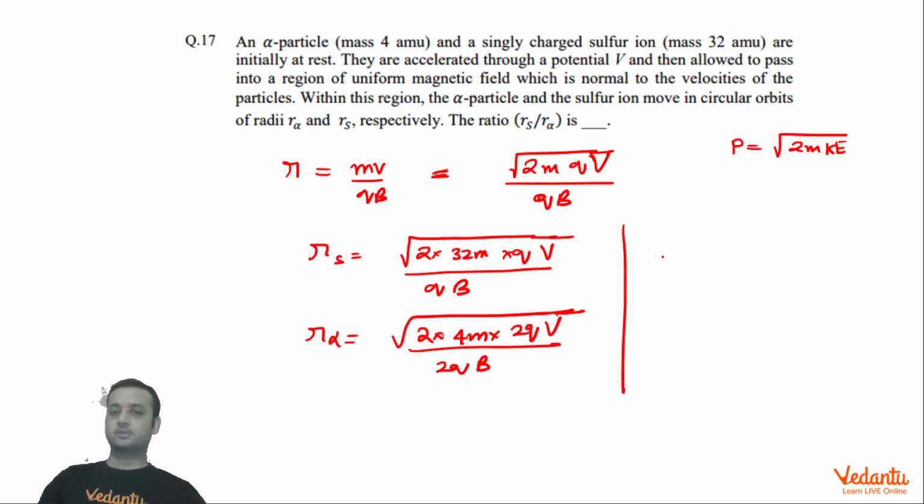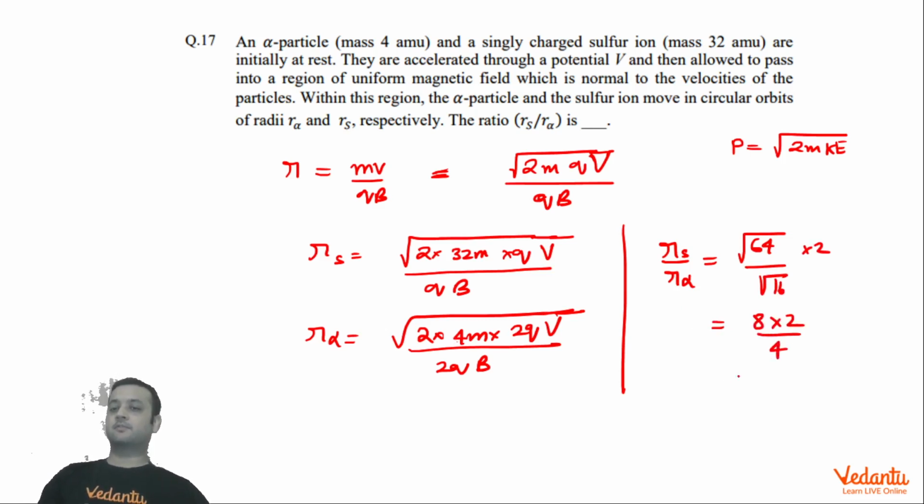Now, if you take the ratio R of sulfur upon R of alpha, then Q, V, B, m, everything will get cancelled. Only numbers will remain. So here it will be 64, and here it will be 4 into 2, that is 8, into 16 under the root. Okay, and this 2 will go in the numerator. So this becomes 8 into 2 divided by 4, and hence the answer is 4. So the answer to this question will be 4.